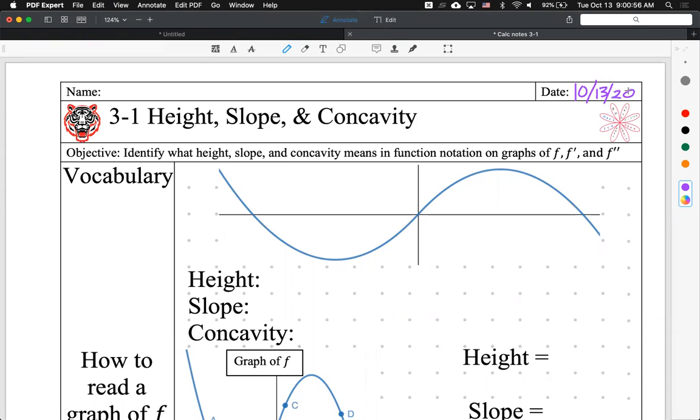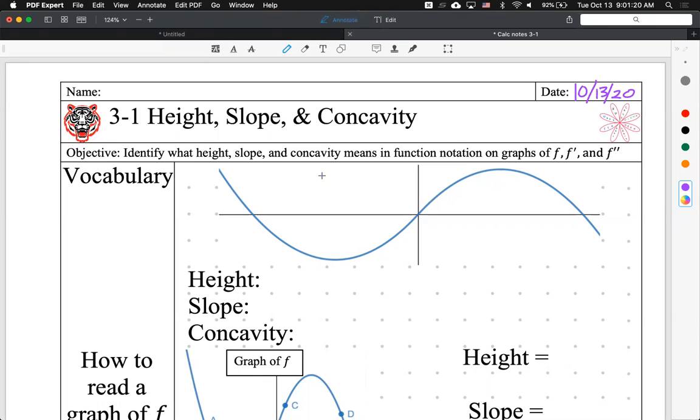Our objective today is to identify what height, slope, and concavity are. Concavity is like a cavity that you have in your tooth, but concavity. Concavity means good function, rotation, and graph. So F, F double prime, and then you can have F triple prime, and it kind of gets tedious after that point. So let's start with some vocab.